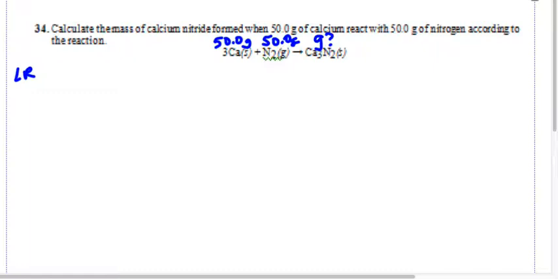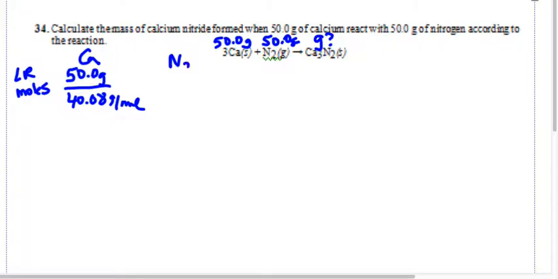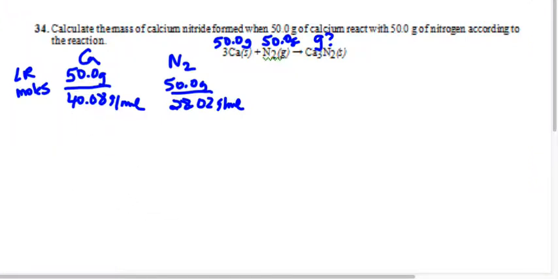Convert to moles. So we're going to find moles first. So I'm going to have 50.0 grams of calcium, and the molar mass of calcium is 40.08. I'm going to find moles of calcium, and for my nitrogen, I have 50 grams divided by 28.02 grams per mole. So how many moles of calcium do I have? 1.25. And how many moles of nitrogen do I have?